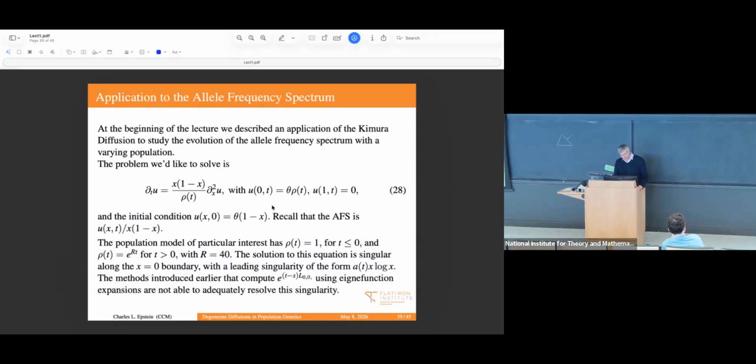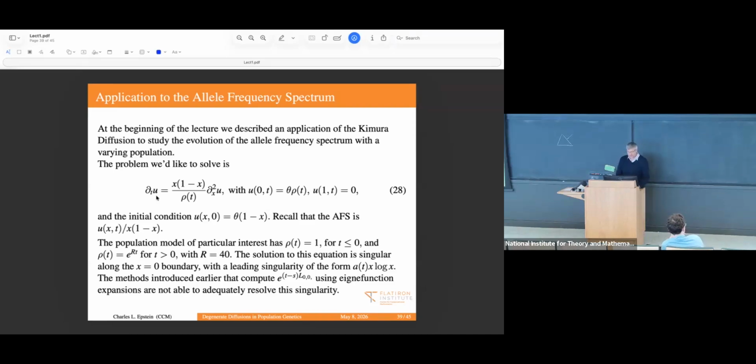All right, now, we wanted to do this application to the Kimura equation to study the behavior of the allele frequency spectrum in this very unpleasant problem where we're going to inject data at one of the boundary components. So we have a singular solution. So this is the problem we want to solve.